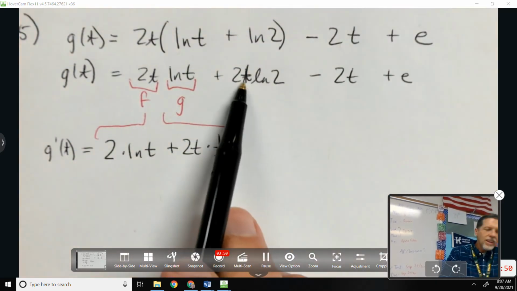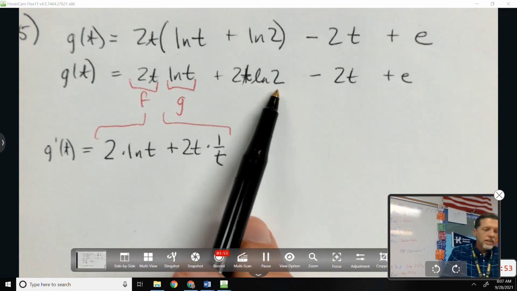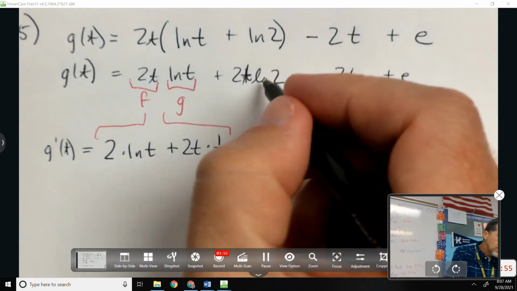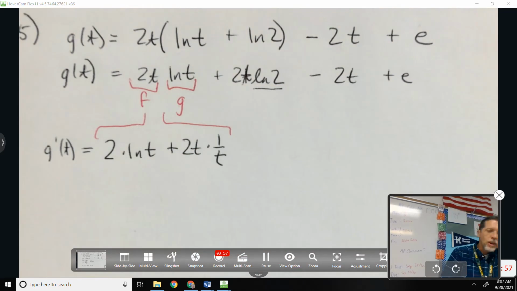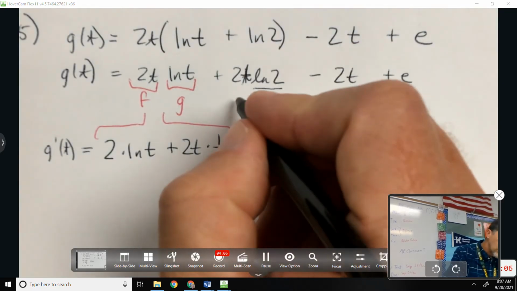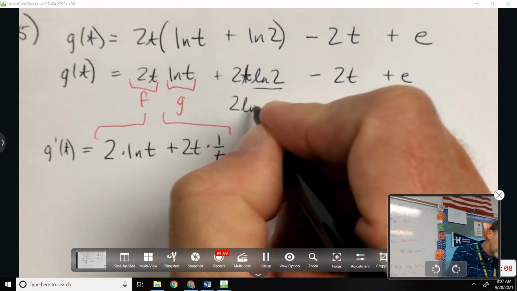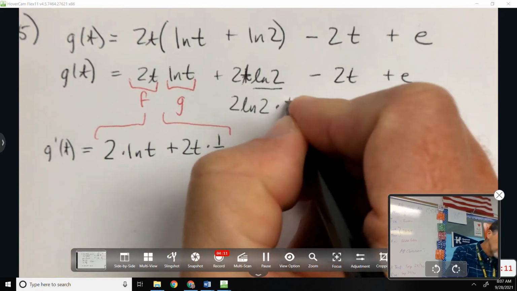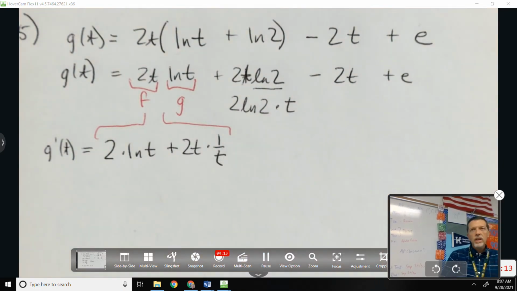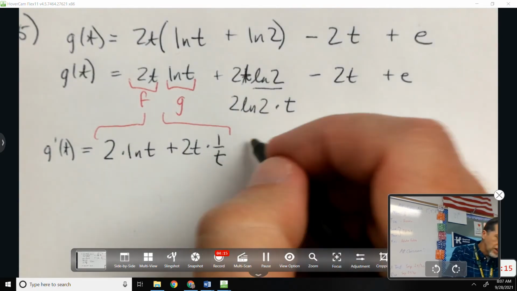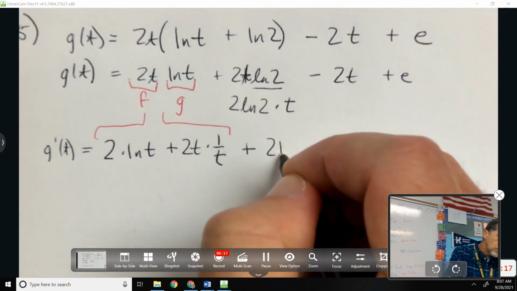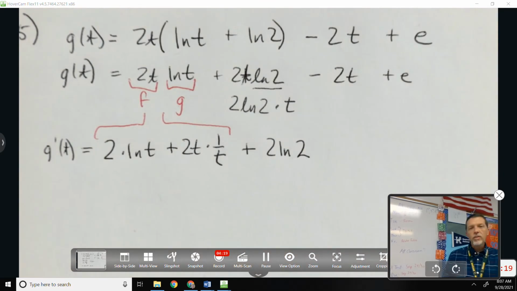All right, this second term, though, 2t ln 2. I guess the ln 2 is what can throw people off, natural log of 2. But the natural log of 2 is just a constant. So what this really is, how I could rewrite it is 2 natural log of 2 times t. And the 2 ln 2 is a constant. The derivative of t is 1. So that derivative is 2 natural log 2.